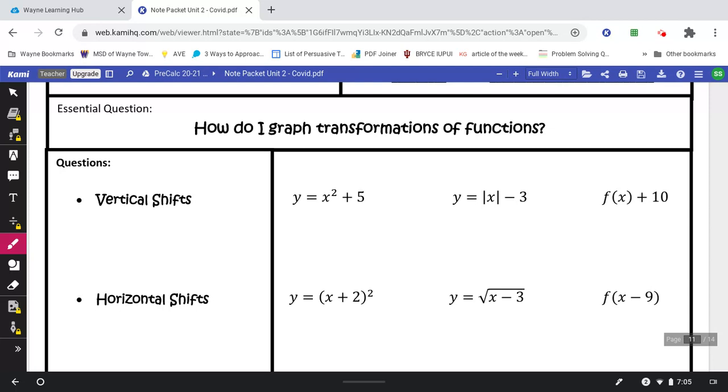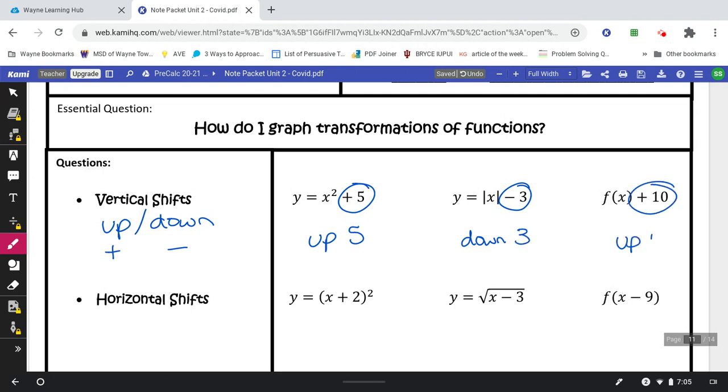So you have vertical shifts, which means the graph will either move up or down. If you see a plus, it means up. If you see a negative, it means down. So these three examples here are going to either move up or down. This plus 5 right here means up 5. The minus 3 means down 3. And the plus 10 means up 10.